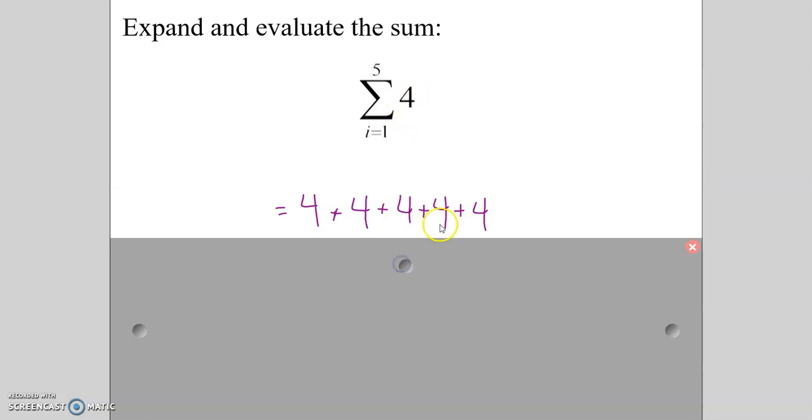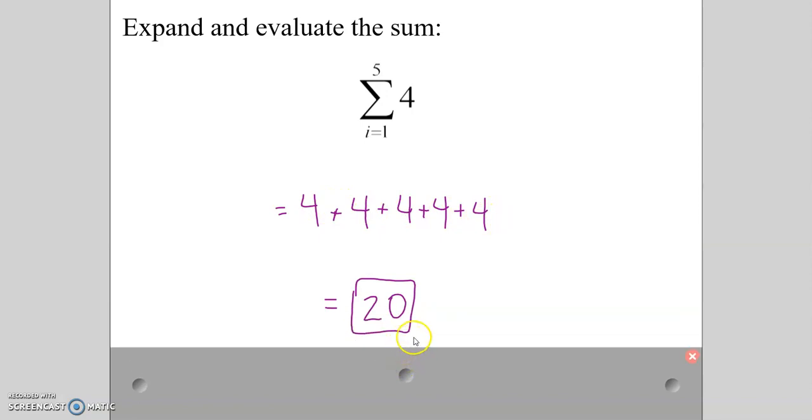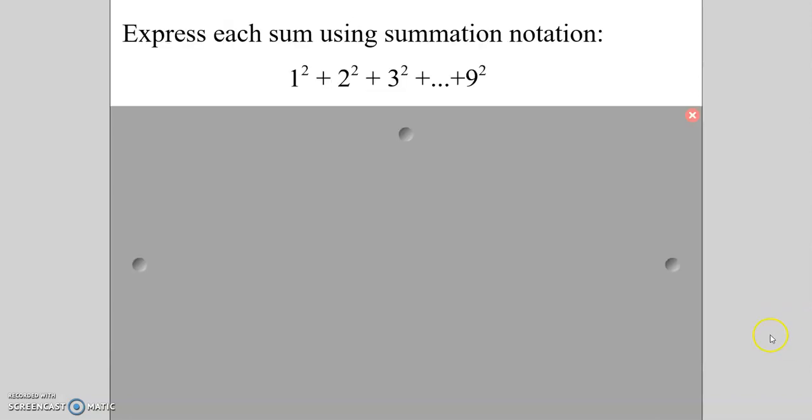If I plug in a 4, all I get is 4. If I plug in a 5, all I get is 4. So it's just the number 4 added together 5 times. That's it. All right, now let's look at going the other way. So let's take this and write it using sigma or summation notation.